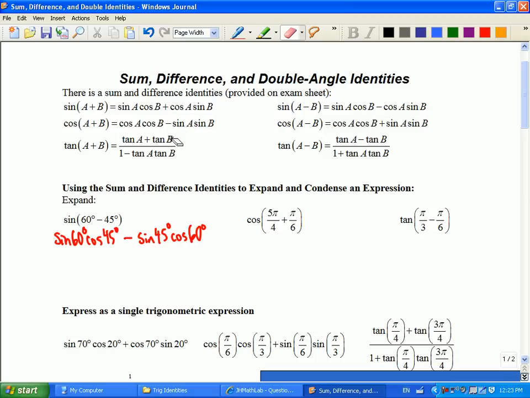And in the next one, this is the cosine pattern that I'm looking at. If it's positive here, I know it's going to be negative when I expand it out. So cosine is going to get both. Change the sign, and then sine is going to get both.